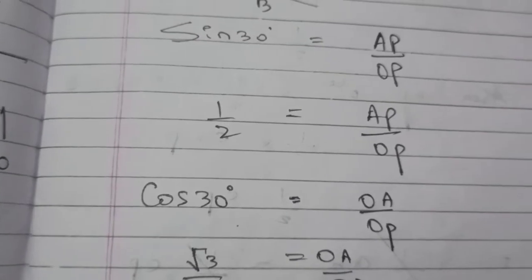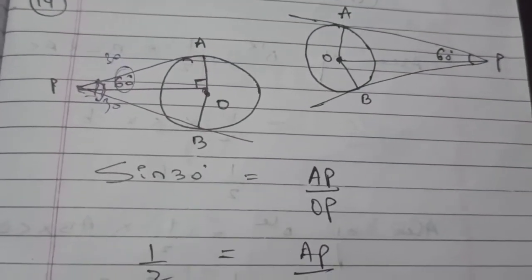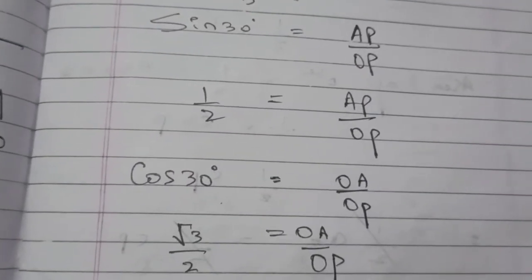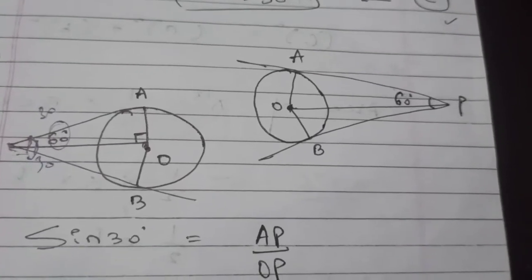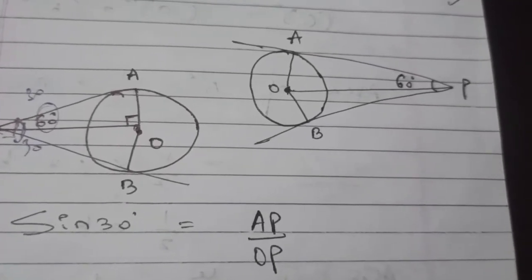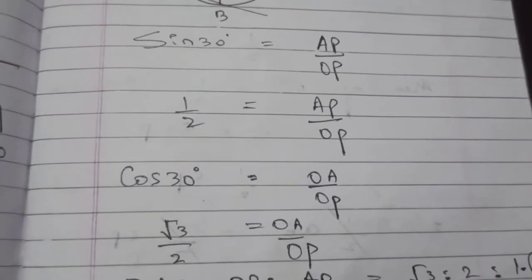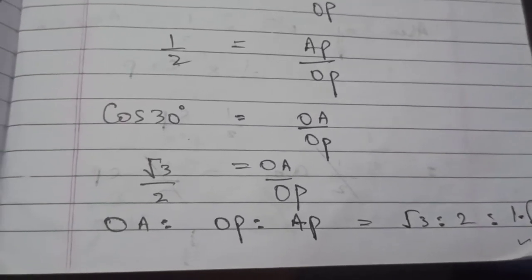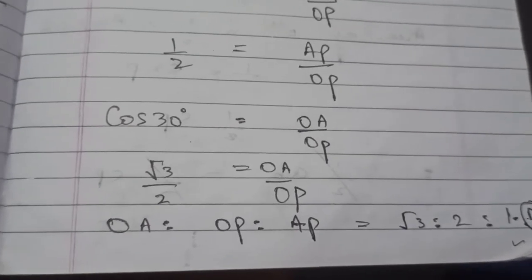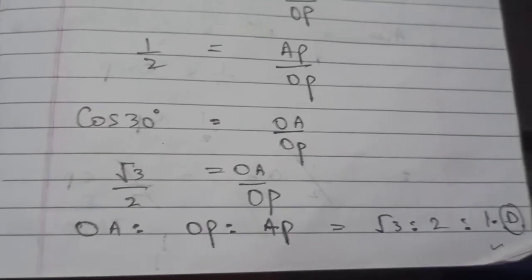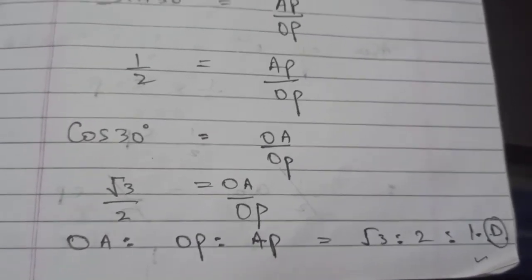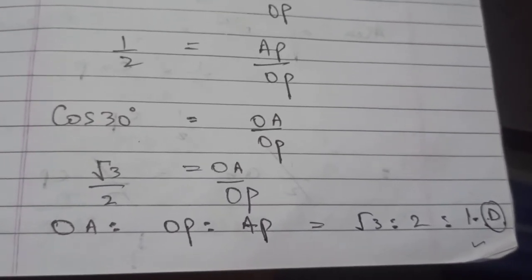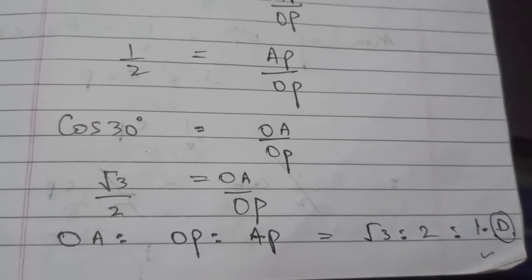Again, we are taking cos 30 also. Cos 30 is OA by OP. OA is adjacent and OP is hypotenuse. Clear? So it's root 3 by 2. So finally OA is root 3, OP is 2 and AP is 1. These are the sides of the ratio: root 3 is to 2 is to 1. That is option D.